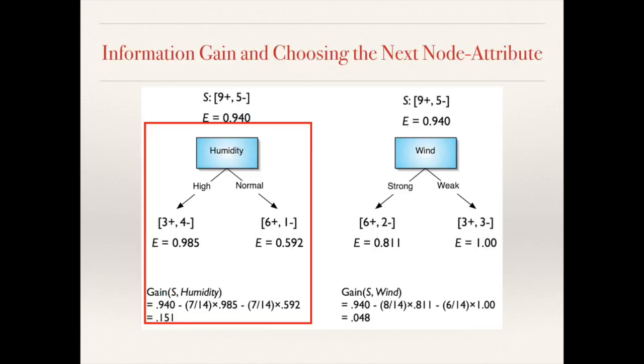Following the same procedure, we can conclude that if instead we test the attribute of wind, we'll end up with an information gain of 0.048. That gain is smaller than the gain of testing humidity. So at this step, we choose to test humidity over testing the attribute of wind.